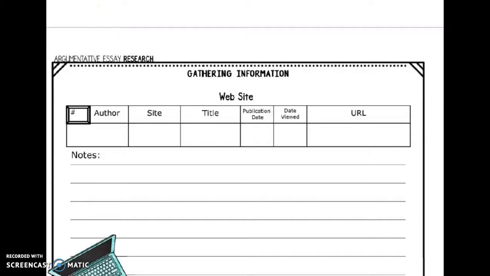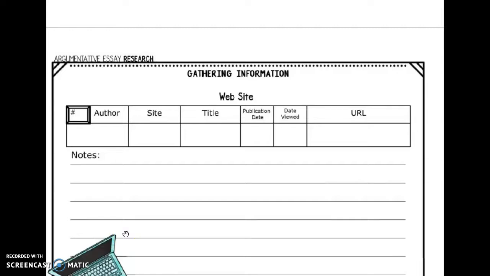Now, remember, when you are collecting notes for research, you are not writing complete sentences. So I have given you some boxes here for you to fill out the information from the website that you gathered your information from, and then I've given you a section to take notes from that website. So I would also like to show you an example now that I did for my topic.